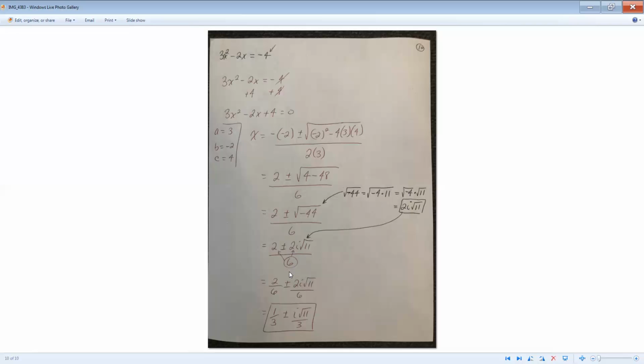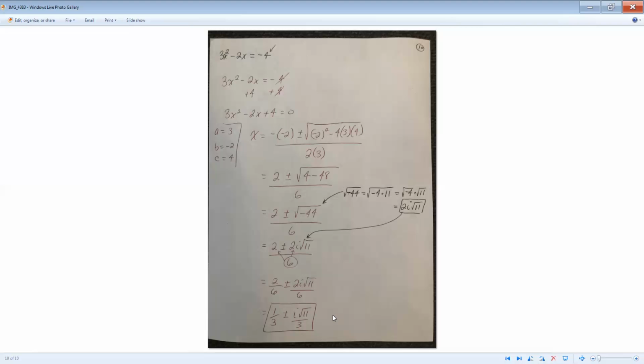Then we can reduce that further, and we are expected to do so because there's a 2 in the 6 that can reduce with a 2 in each term in the numerator. And you are expected to split it up because of the imaginary part. They want it in standard form to be separated. So that's 2 over 6 plus or minus 2i square root of 11 over 6. Reduce that, that would be 1/3 plus or minus i square root of 11 over 3.